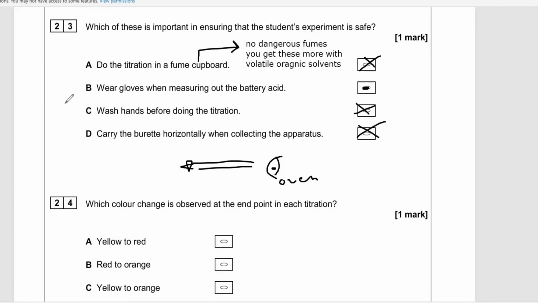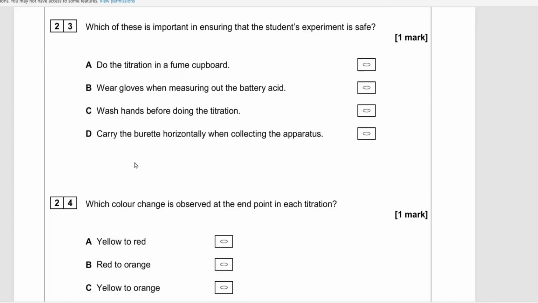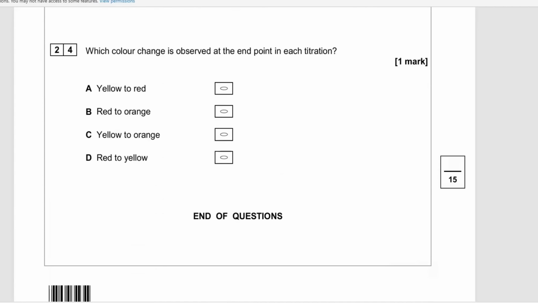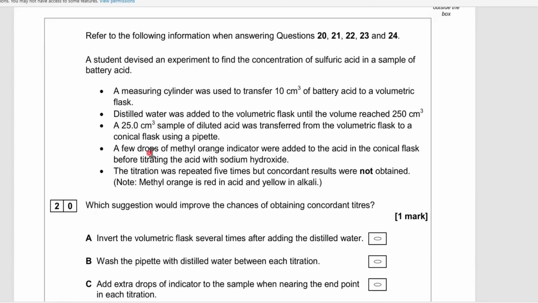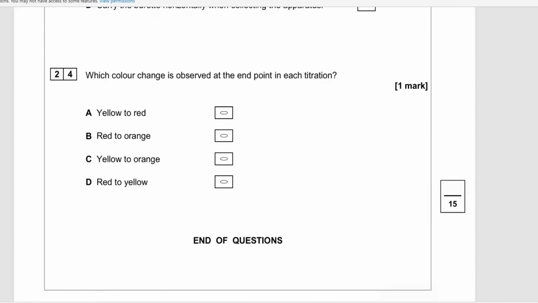Okay, final question. Yeah, so wear gloves was the answer to that one, folks. 24. Which color change is observed at the endpoint in each titration? So we've got to skip up to the stem of the question and check what they did. They added a few drops of methyl orange to the acid. So what color is methyl orange in acid? That's our starting color. You should know it off by heart, put it on a revision card if you don't. Methyl orange is red with acid.